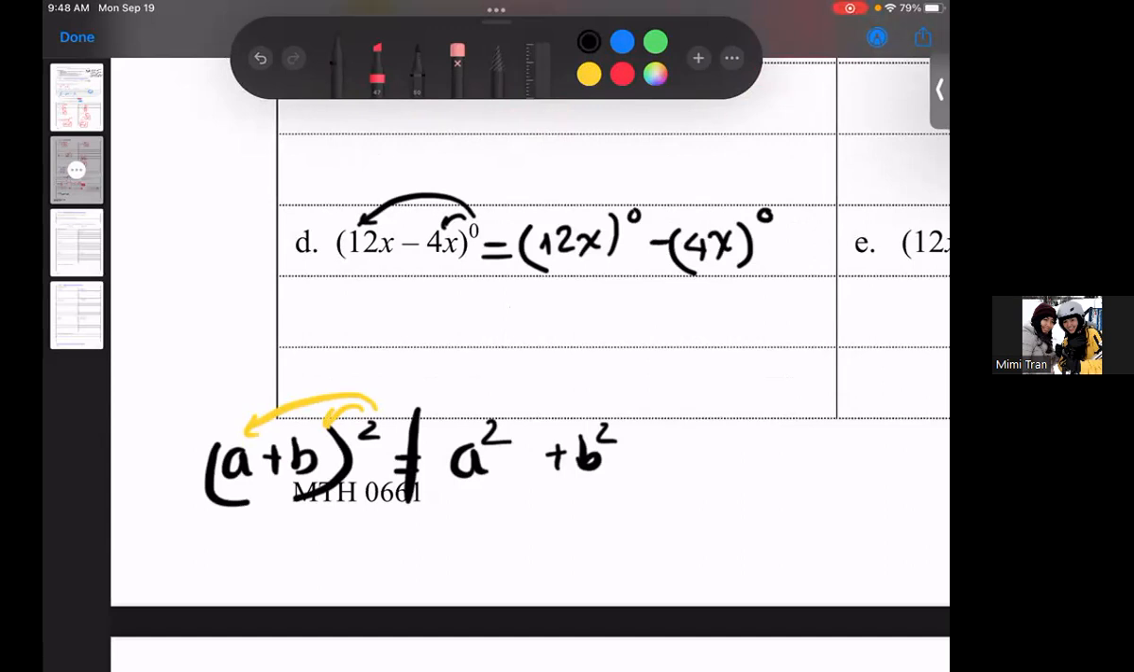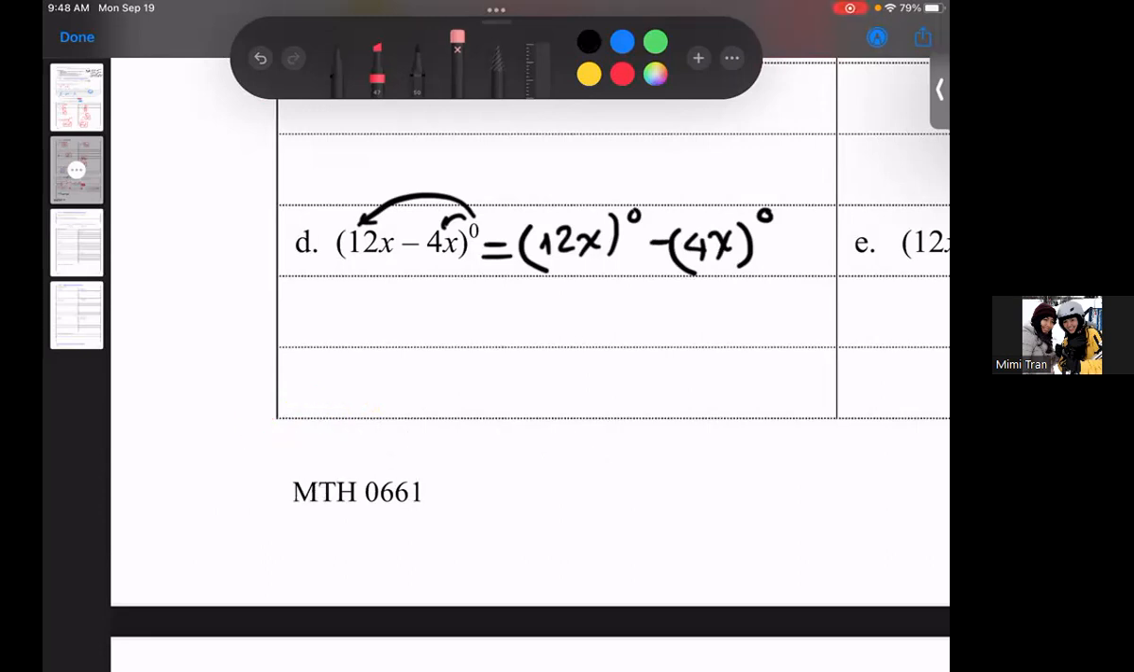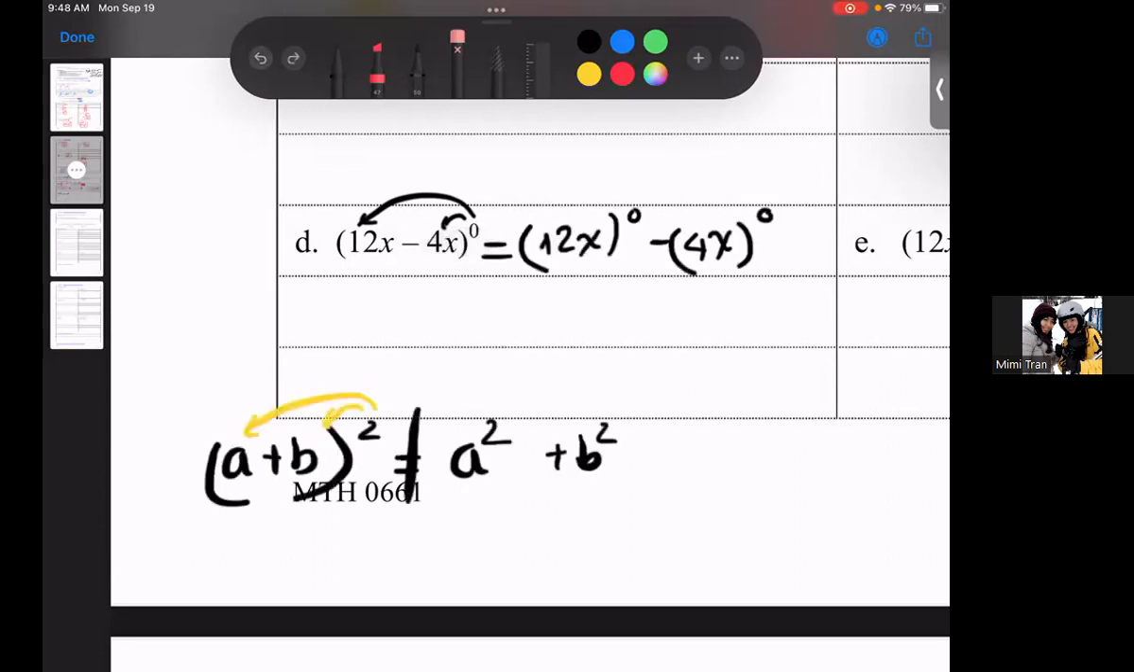You did it last time. Either you FOIL it, you write out twice, you FOIL it, or you use the binomial pattern, right? It's the same thing with the minus. You're not allowed to do that. The only time you're allowed to distribute the power is when what? Is it multiply or divide? So this is wrong. You know what? I'm gonna keep it. The one in the bottom, the one black in the bottom.